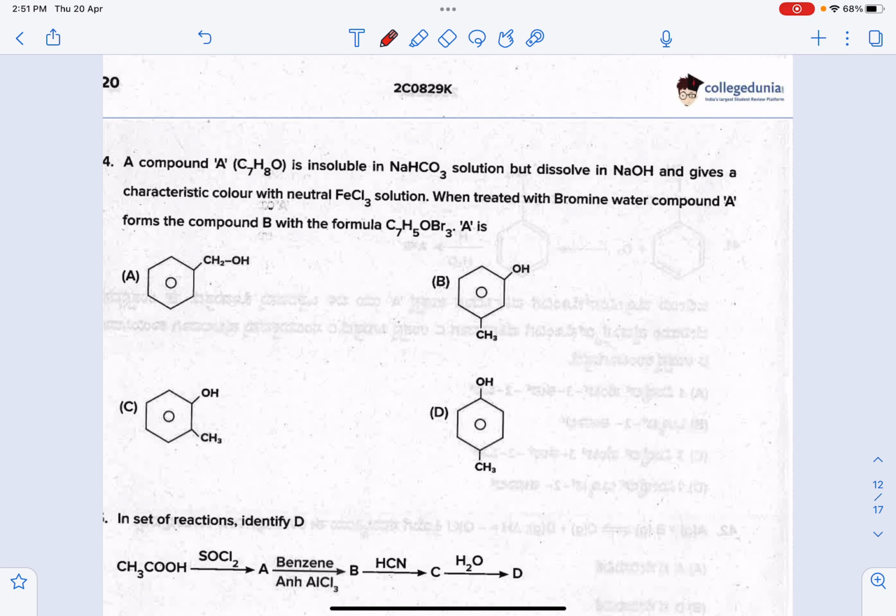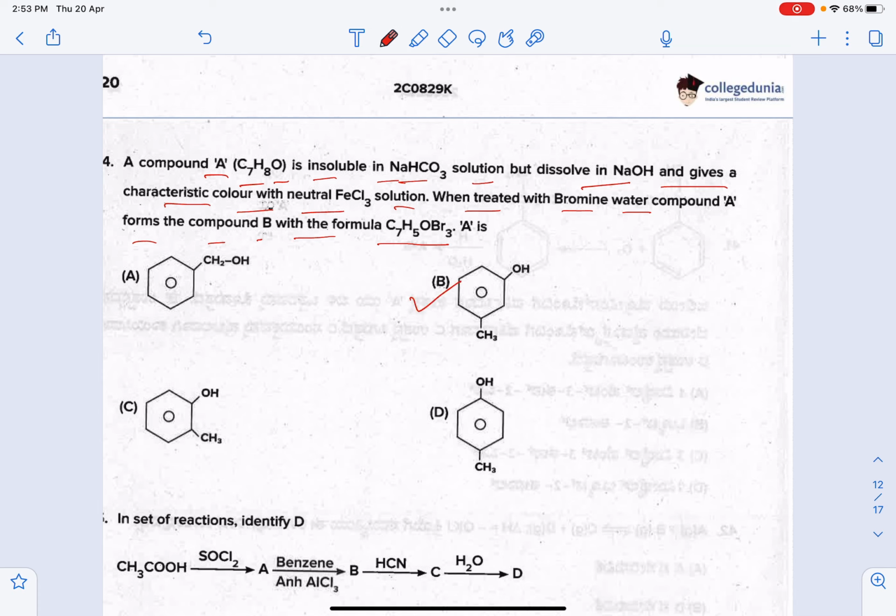Now the next question: a compound A, C7H8O, is insoluble in sodium bicarbonate solution but dissolves in sodium hydroxide and gives a characteristic color with neutral ferric chloride solution. When treated with bromine water, compound A forms compound B with the formula given. What is A? The correct answer is B.